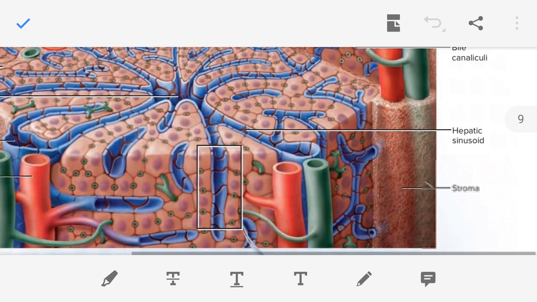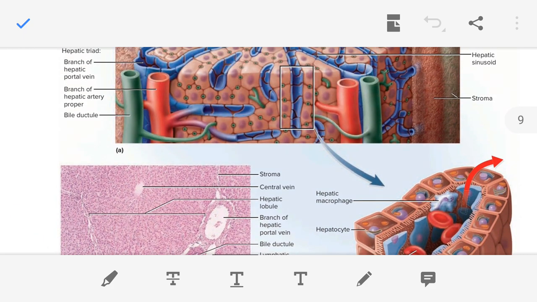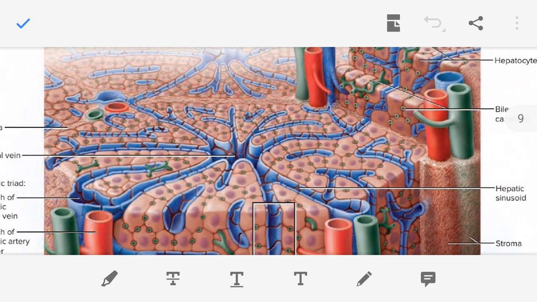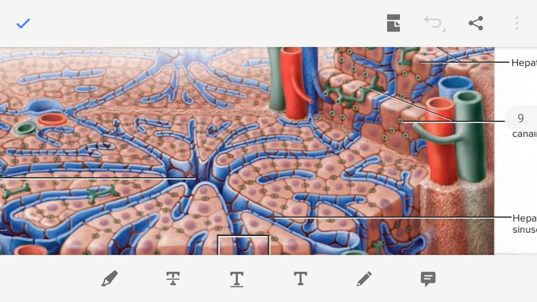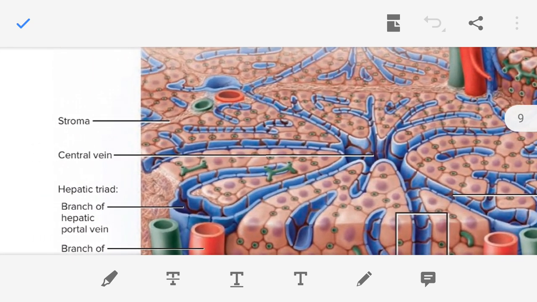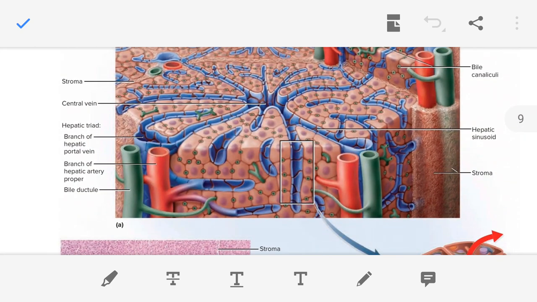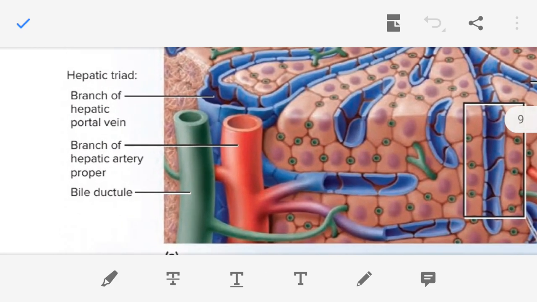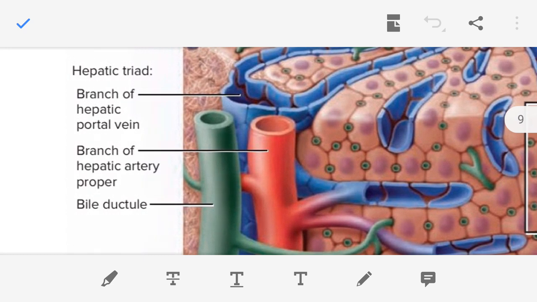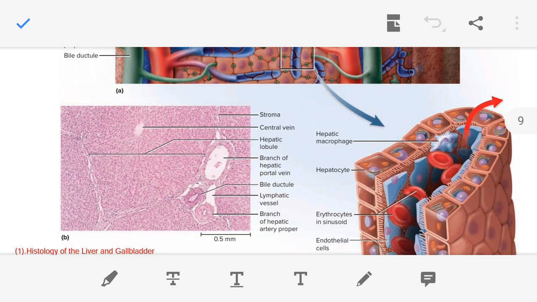So this is the 9th point, and this is the hepatic sinusoid. These are all in this figure. All blue colored areas are hepatic sinusoids. This is the central vein in the center. Otherwise, hepatic sinusoids are shown. Now here, this side, hepatic triad. We are going to discuss this triad also.